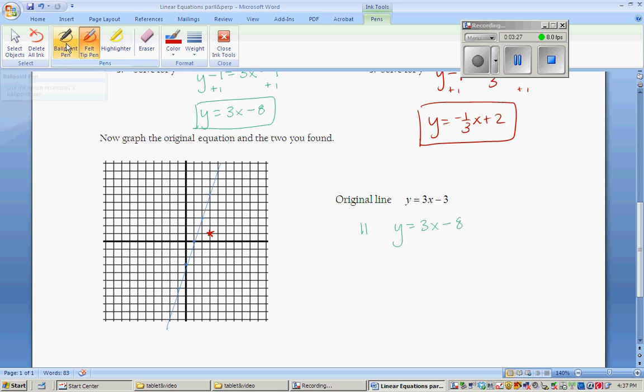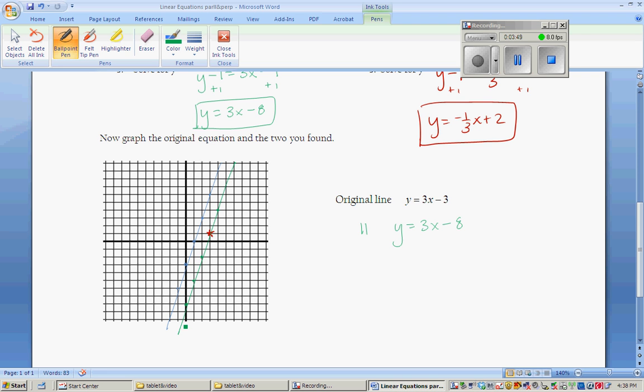Now you could cheat your way through that, and if you had done it originally and you knew the slope was 3, you could just start from this point and go up 3 and over 1, or down 3, back 1, and keep going down 3 and back 1 until you ran into the y-intercept. And you could just write the equation of the line that way.